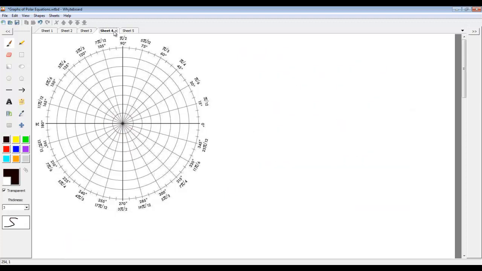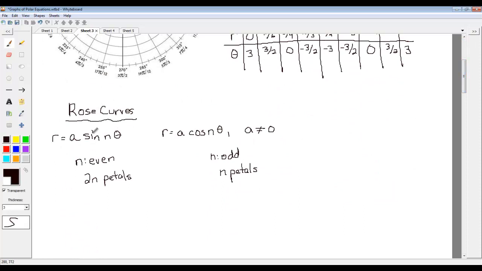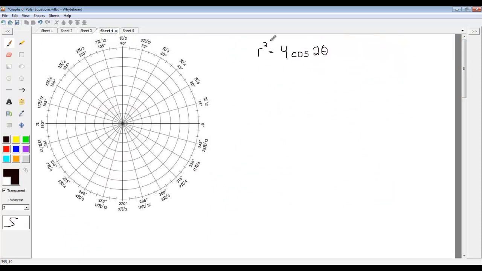All right, and one more fun one. One more fun one is called a lemniscate. If we start with the equation r squared equals 4 cosine 2 theta, this looks like half of a rose curve when we do it. And really, if you look at the rose curve formula, it's r equals a sine n theta or r equals a cosine n theta. We've got r squared equals a cosine 2 theta, 4 cosine 2 theta.